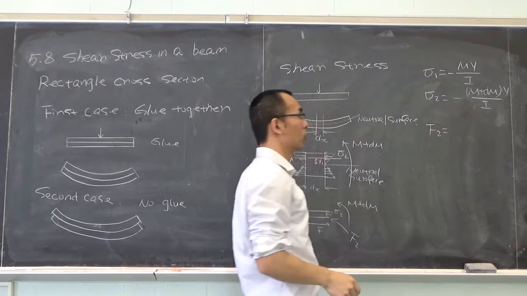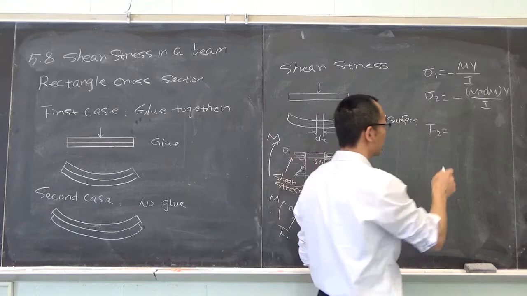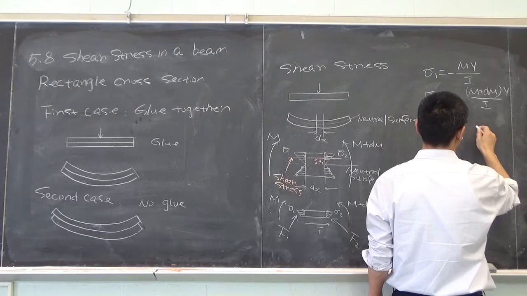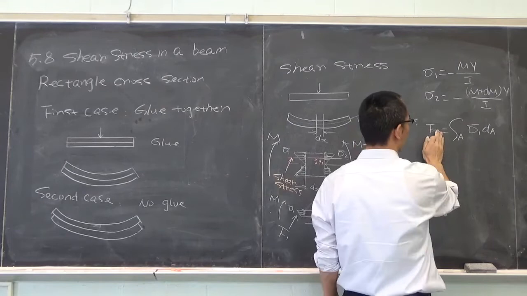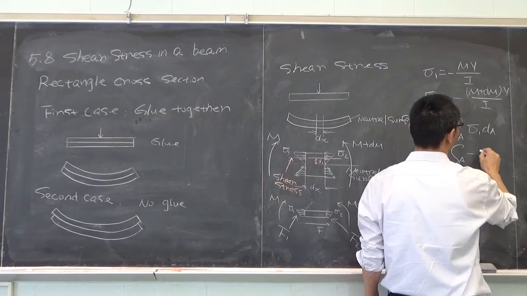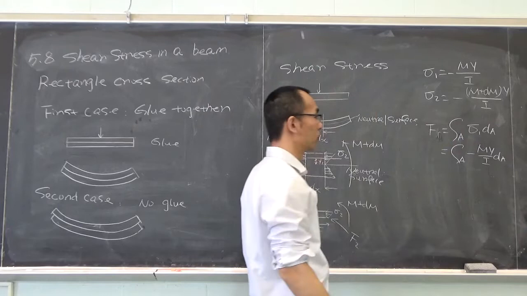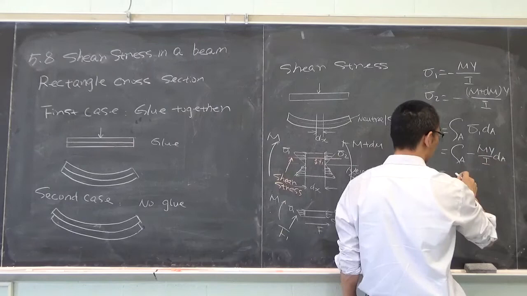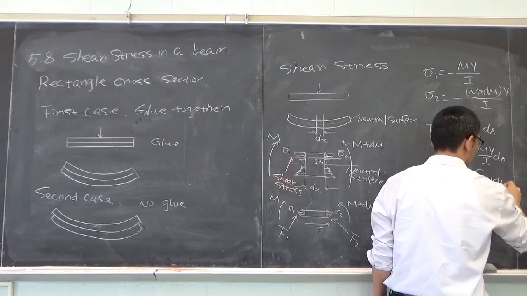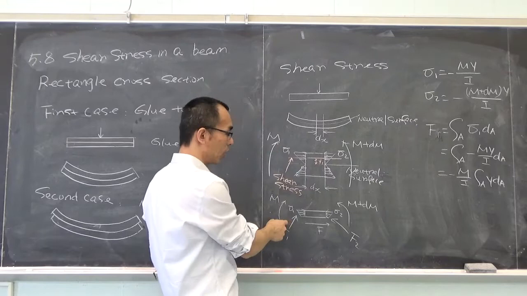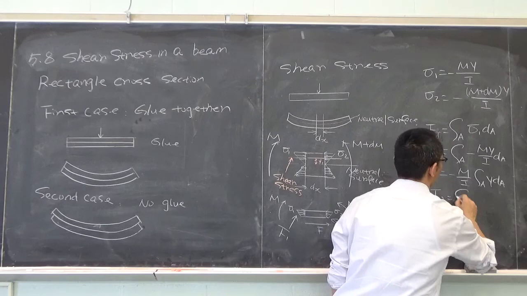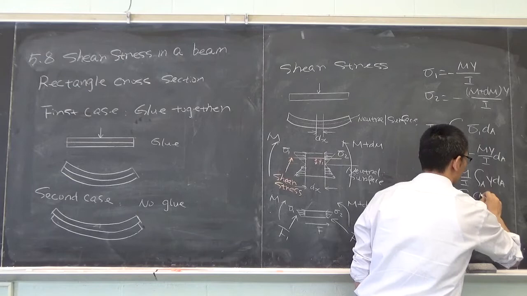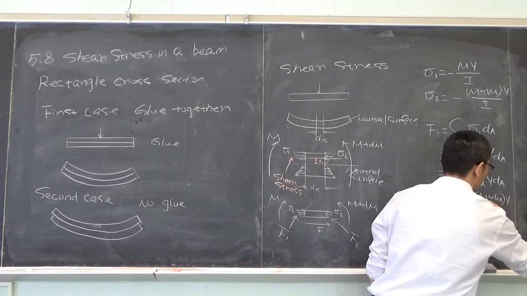So now, F1 will be, we just analyze one element, right? We need to consider all elements in the surface. So F1 will be equal to this. So we can take a moment and the moment measure of the load. Similarly, this is the load on the left, right? So F2 moment is equal to this one. So we can take a moment out.